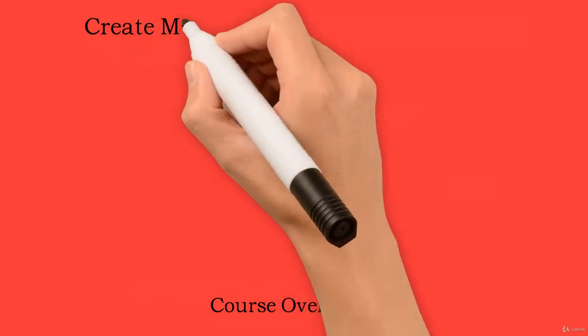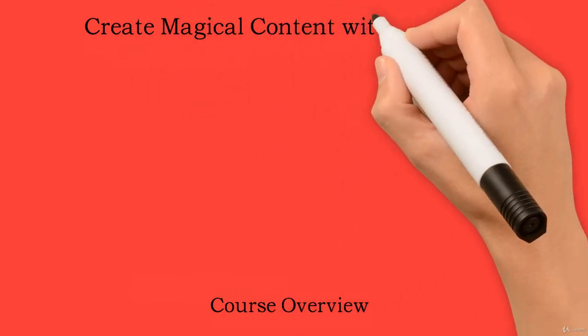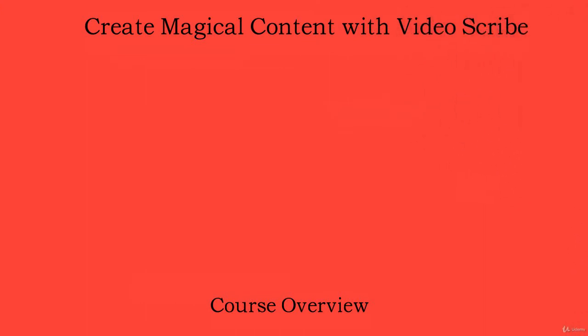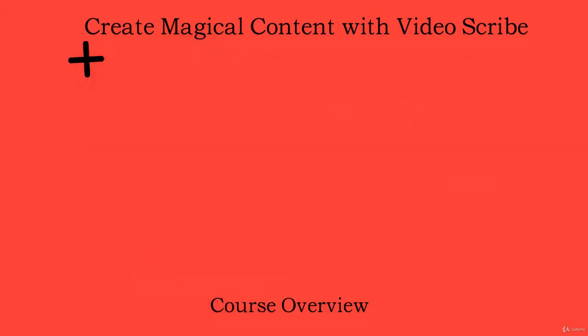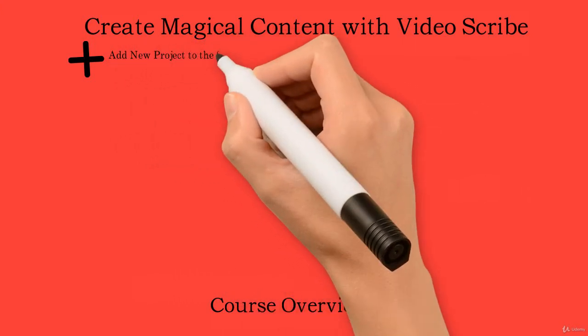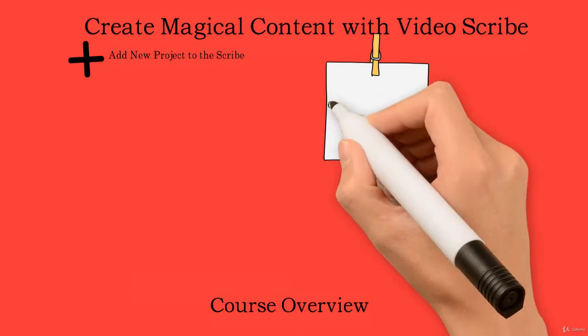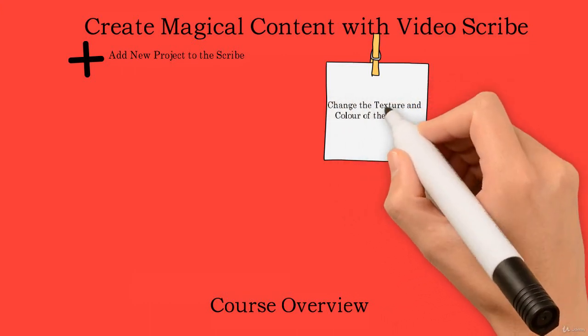In this video, we are going to have the course overview. In this course, we have learned how to create magical video content with VideoScribe. Then, we have understood the basics of VideoScribe. We have learned about creating a new project, how to change the paper texture and color of the canvas.